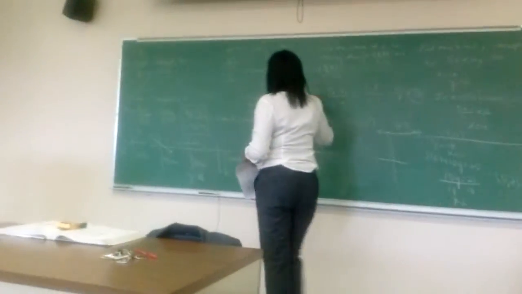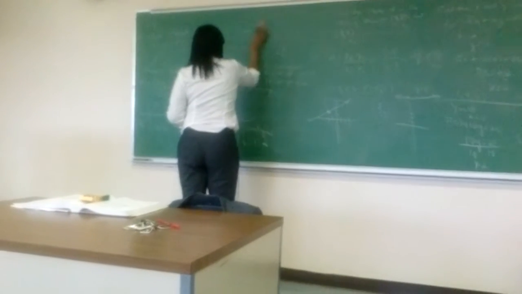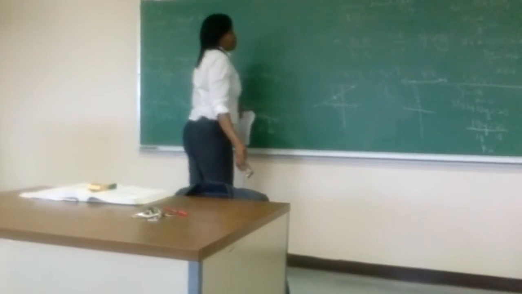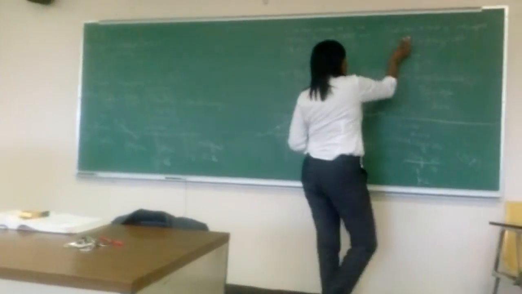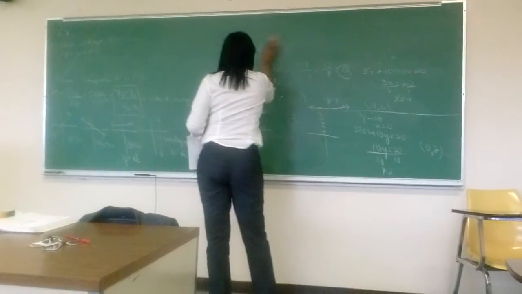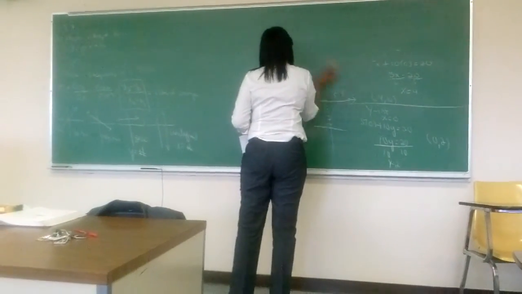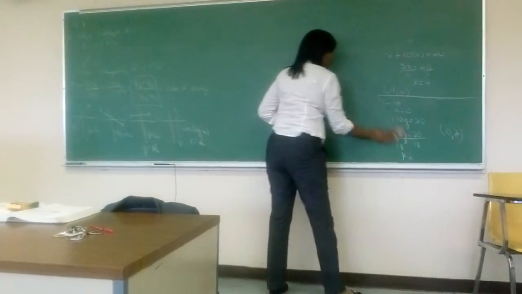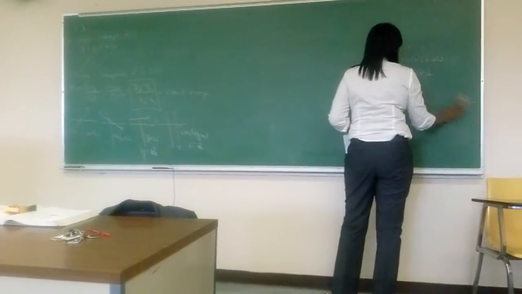Now let's graph using slope-intercept form. First of all, before we graph using slope-intercept form, what I want you to do is to write each equation in slope-intercept form for me. And then after you write each equation in slope-intercept form, I want you to identify the m and the b.